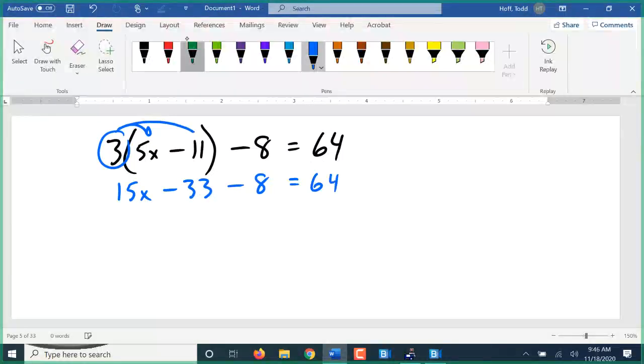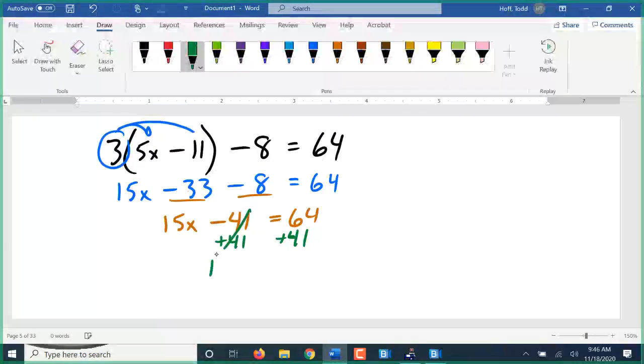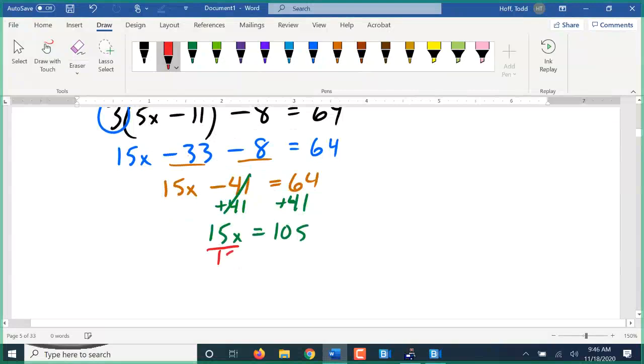We still can combine the negative 33 and the negative 8 here. So we have the 15x, negative 33, and negative 8 makes a negative 41 equals 64. Now we can solve. We'll add 41. So we've got 15x equals 105. And we'll divide by 15. x equals 7.